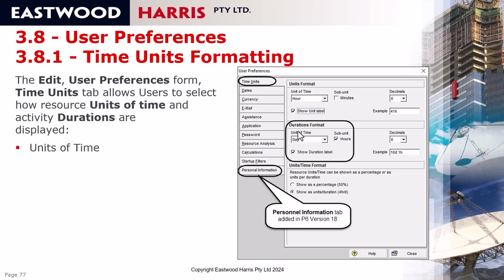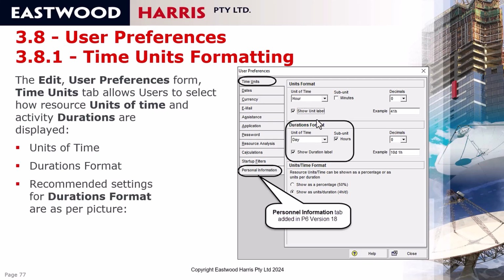The interesting point is that this is applied to every project and every view anywhere in P6, and it's disappointing that you can't format individual columns with whatever formatting you like, but this is something you have to get used to. So there's a units time format, duration format, and these are the recommended settings, and I'll go to P6 and explain why.